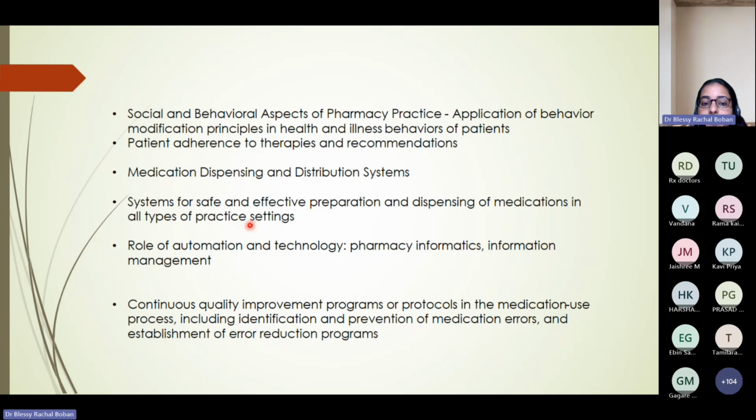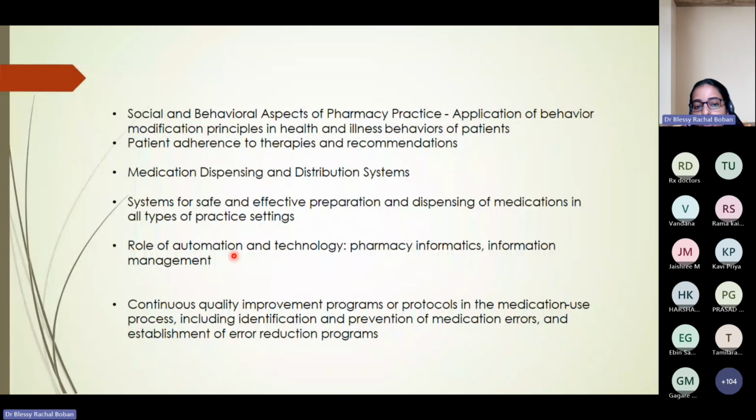So for similar-looking drug names, you have to write with small case letters, lower case letters, whereas sound-alike terms, look-alike letters, you have to highlight with uppercase letters. That is tall man lettering.